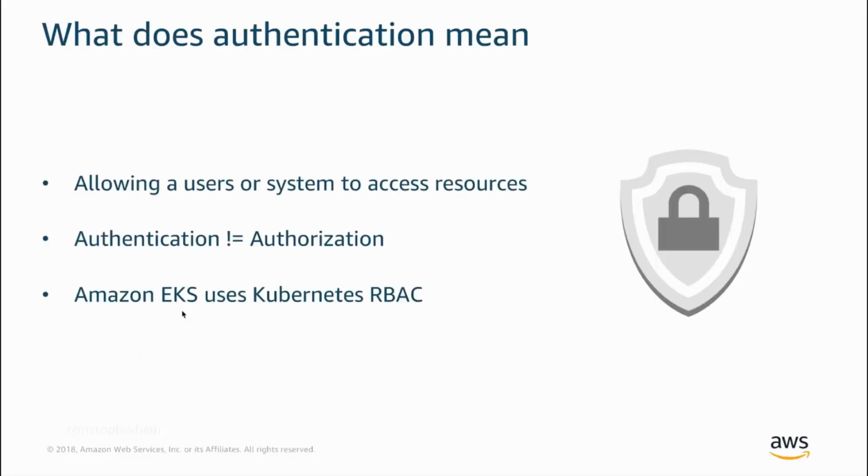But before we move on, it's important to classify the difference between authentication and authorization and what we are talking about here. So what does authentication actually mean? Authentication is the physical allowing of users or a system to access resources within the cluster. For example, how I could connect to my cluster and get a list of pods that are deployed, but it does not mean authorization, meaning if I have the correct permissions to actually list those pods. To do that, we leverage the built-in Kubernetes RBAC.